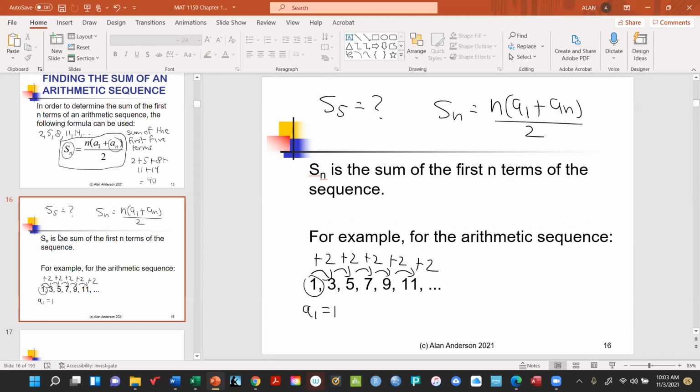Okay, so A1 is 1. Now, because we already know the 5th term, we don't have to calculate it separately. A5 is 9, so this will be especially straightforward. So S5 would be 5, where 5 is N, A1 is 1, A5 is 9, so 10. We divide that by 2.